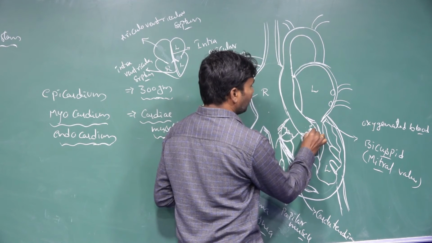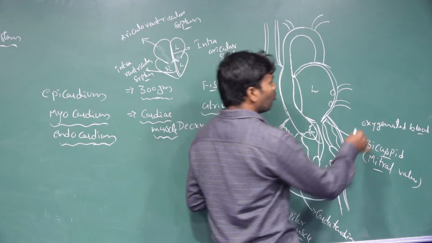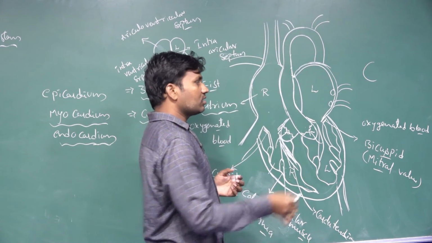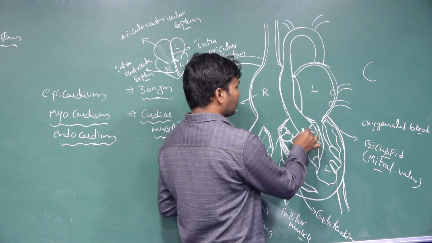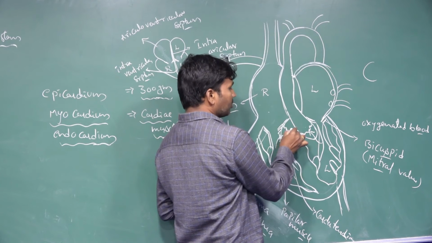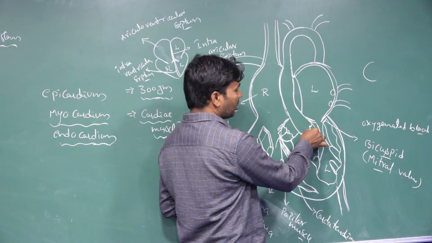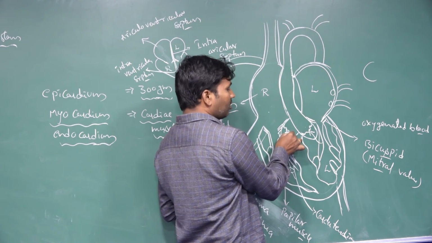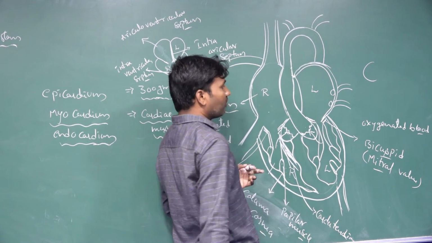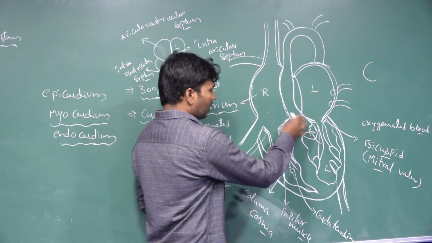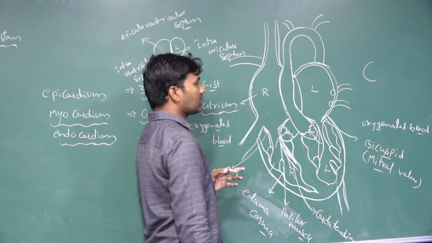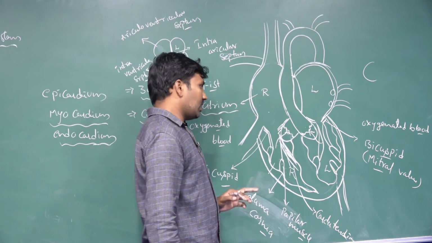These appear in a lunar shape, like a half moon, so the semilunar valves are formed. Here is the pulmonary artery semilunar valve, and this one is the systemic artery semilunar valve. So like this, these are the internal structures of the ventricles.